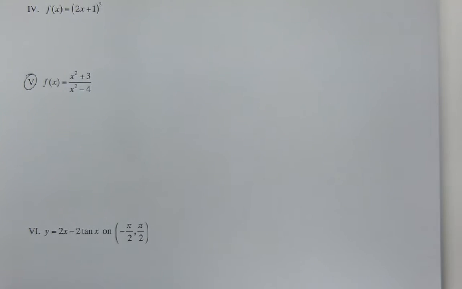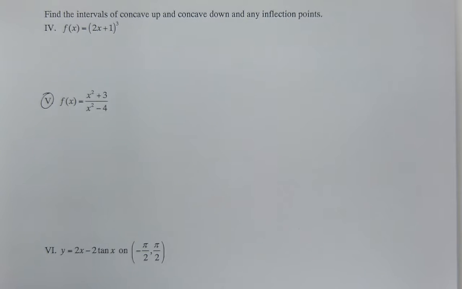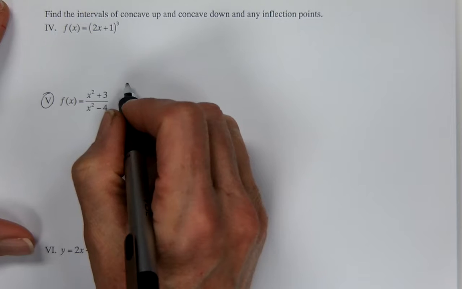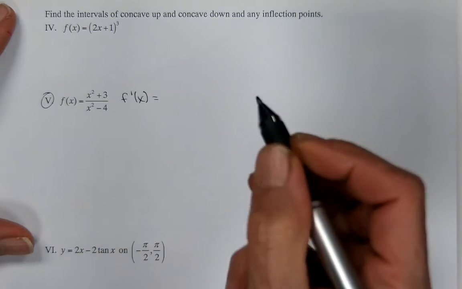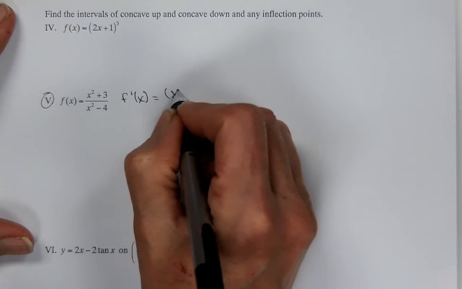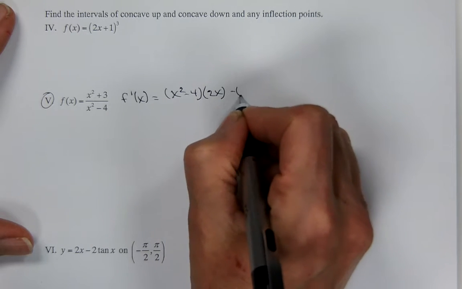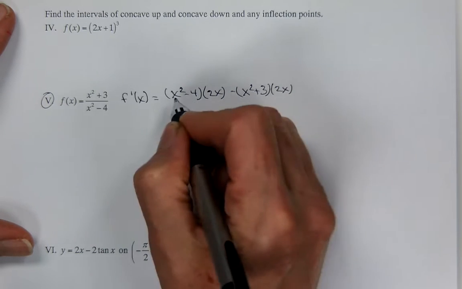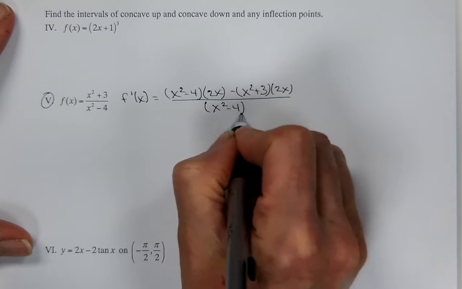We're looking for concave up and concave down and any inflection points, and that's information from the second derivative. So we need the second derivative, and that will require the quotient rule to get there. So we have f prime of x for the first derivative is equal to low, x squared minus 4, d high, 2x, minus high, x squared plus 3, d low, 2x, all over low, x squared minus 4 quantity squared.